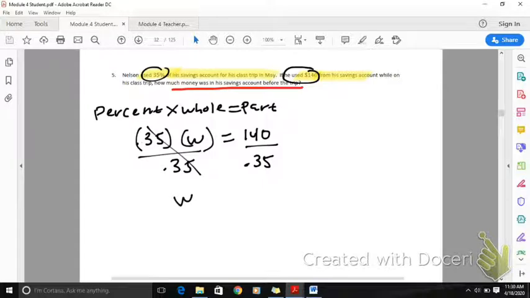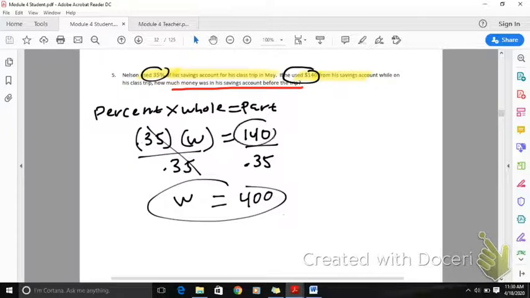Divide that. And again, it's okay for that one, you can just use your calculator. You get 400. So that means he had 400 in the savings account, and he used 35%, which is 140.